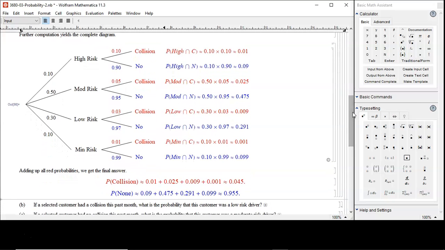Calculate all those for collision, and you don't really have to bother with the no collision case, but I did it anyway, and then add them all up. Then that's the probability that collision took place. So this is the answer for part A of the problem. This one I just have it, but actually this is the answer part A was looking for.